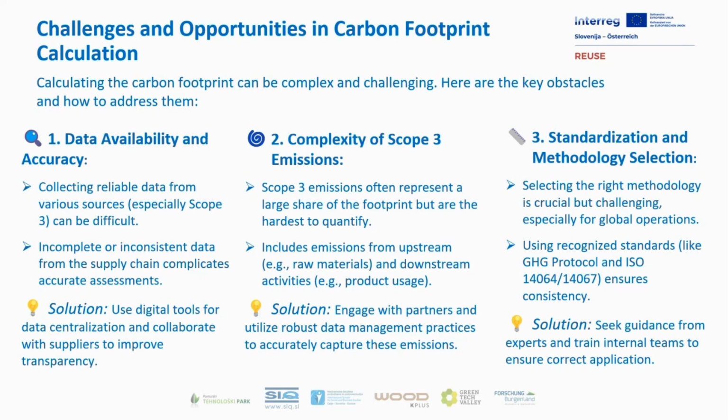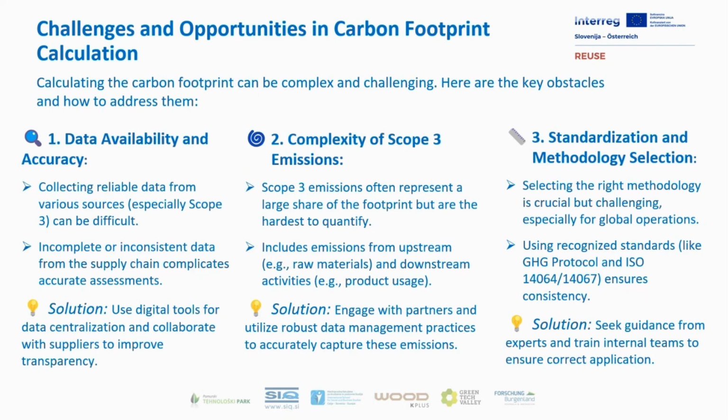Then the next one is complexity of Scope 3 emissions. Scope 3 emissions are often the largest part of a company's total footprint and also the hardest to measure. They come from sources that the company doesn't directly control, such as upstream activities like raw material extraction and production, and downstream activities like product distribution, use, and disposal.